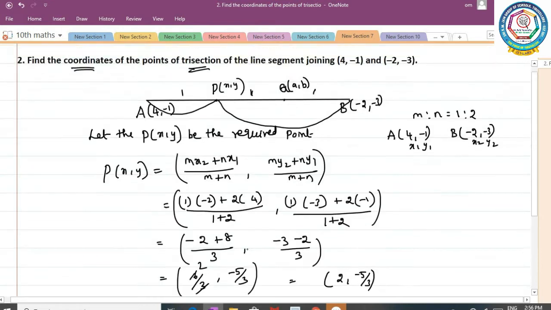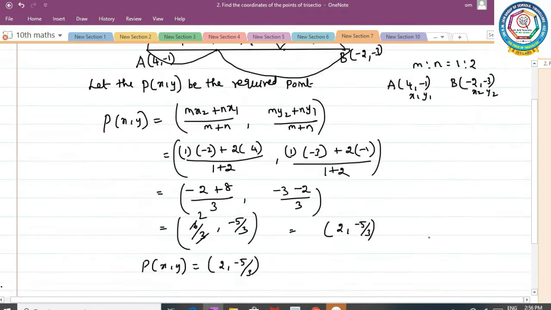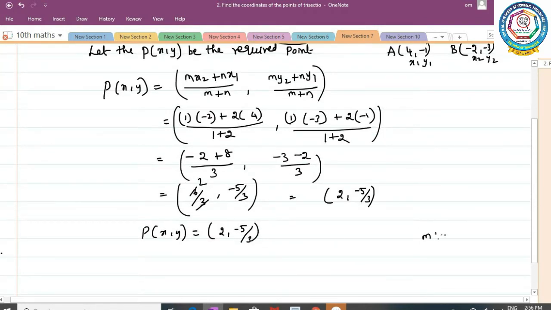So next we have to find the coordinates of Q of (a, b). So we have to take the ratio AQ to QB. What is the AQ distance here? 2. Then QB is 1. So the ratio m is to n is 2 is to 1. So the A coordinate is (4, -1), this is x1, y1. Then the B coordinate is (-2, -3), this is x2, y2.